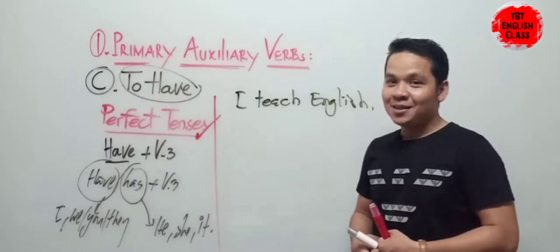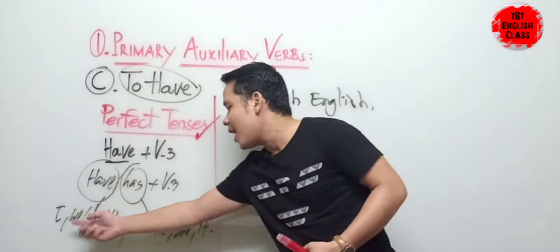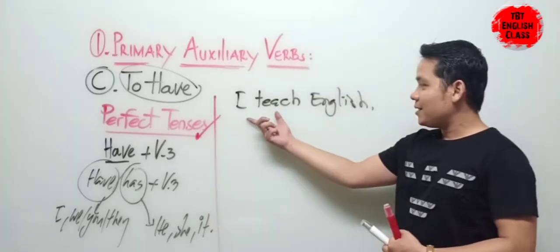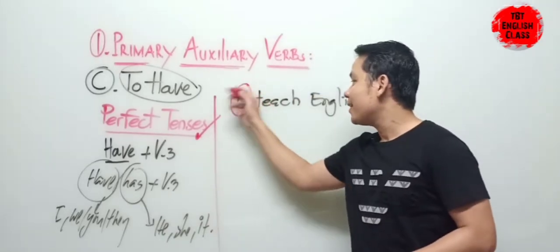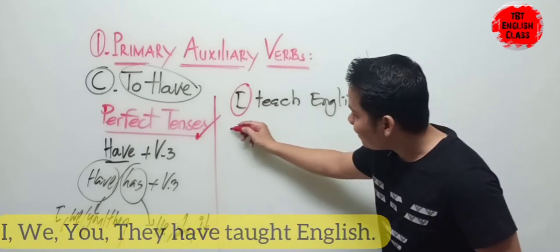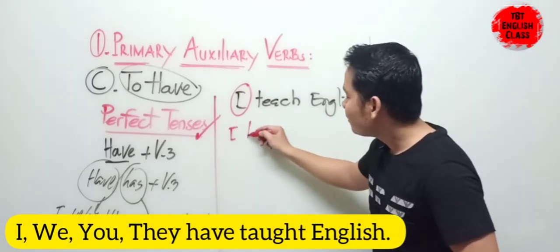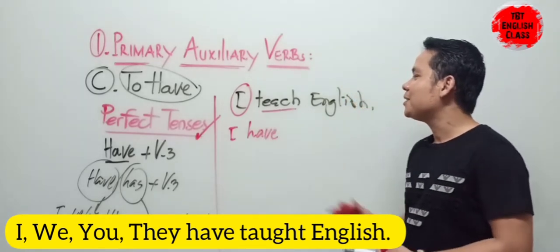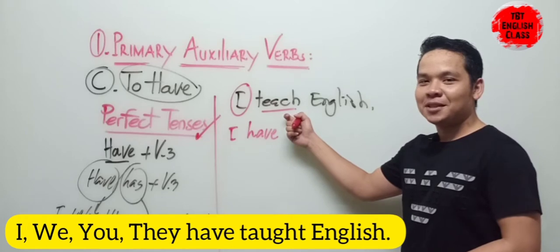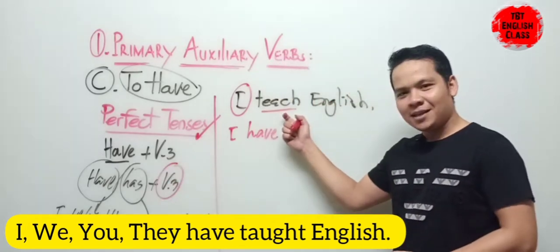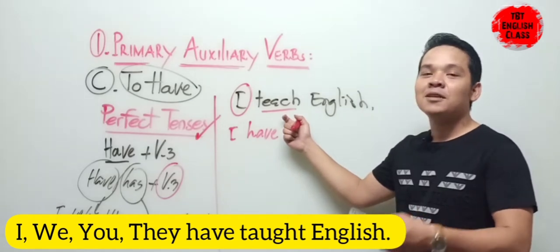Let us see. Okay, so as you see, we use have with the subjects I, we, you, they, and has with the subjects he, she, it. Now in this simple sentence, you see the subject I, and I want to change the simple sentence to perfect tense. I can say, "I have," and you see the main verb "teach." So how do we use this main verb "teach"? Verb 3? Is this verb 3? No. It is the first form of the verb.